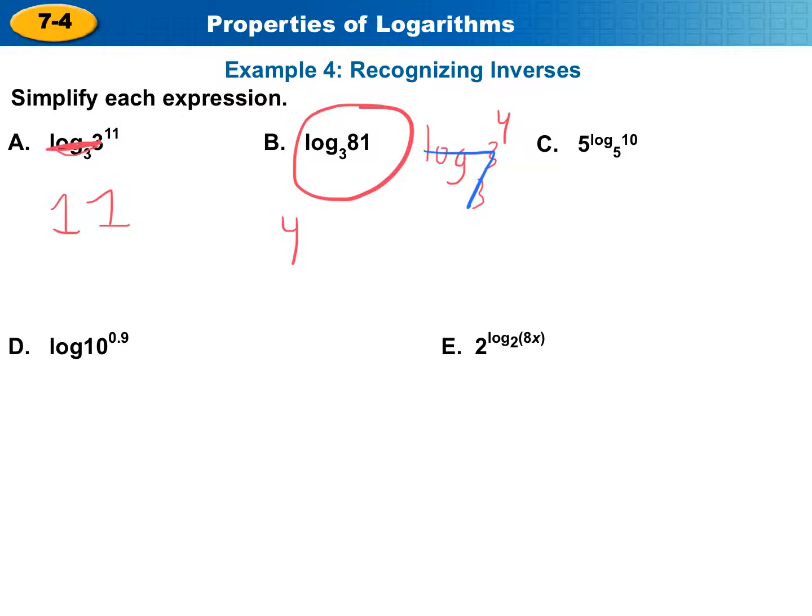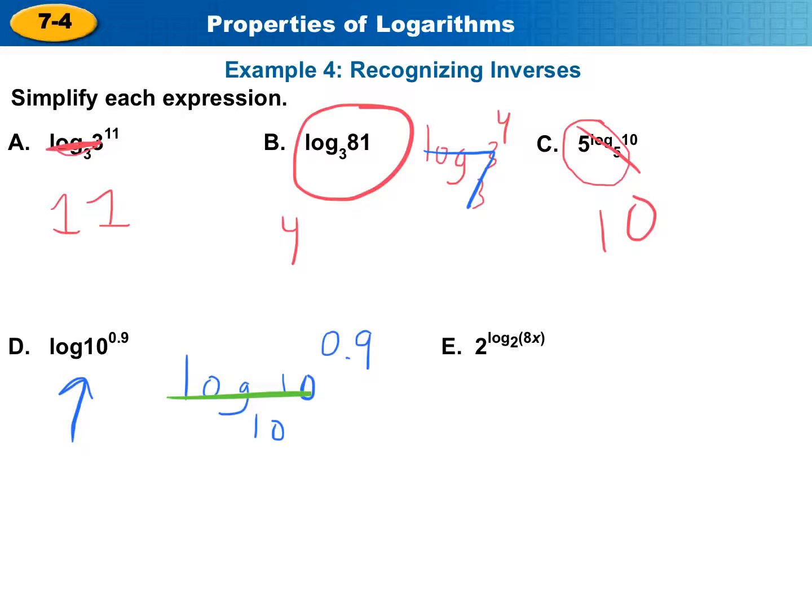Okay, here we have 5 raised to the log base 5. That's going to cancel out, and we're left with 10. Remember, if there's no base written, it's 10. So this is log base 10 of 10 raised to the 0.9. So the log base 10 cancels out, and 0.9 is our answer. Here, 2 raised to the log base 2 cancels out. Answer is 8x.